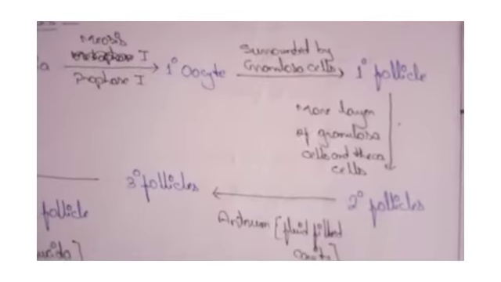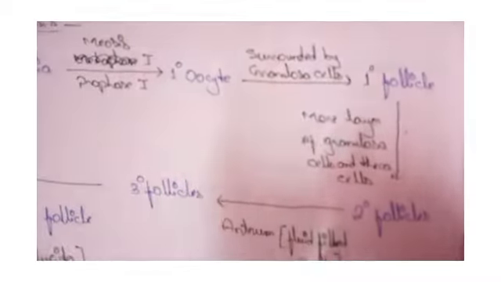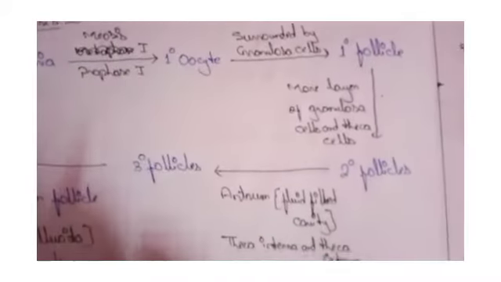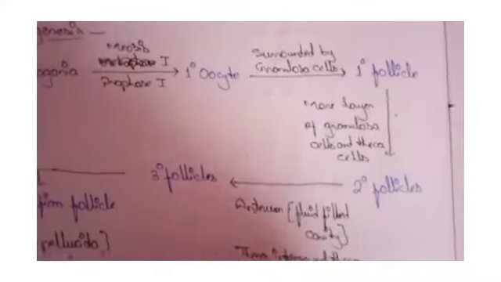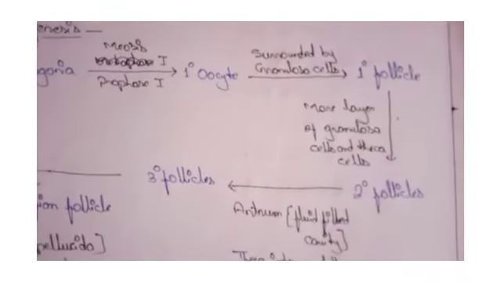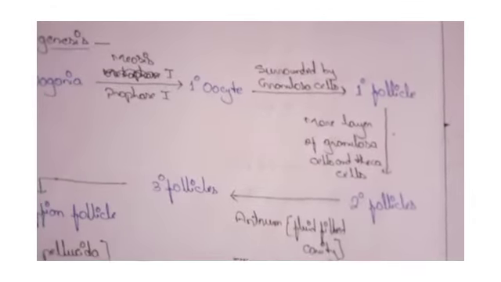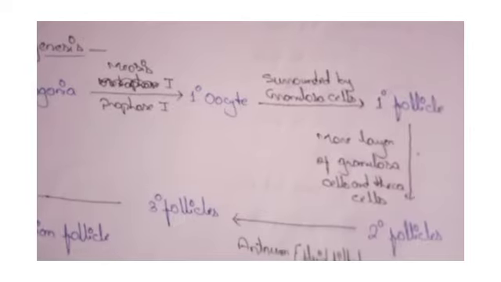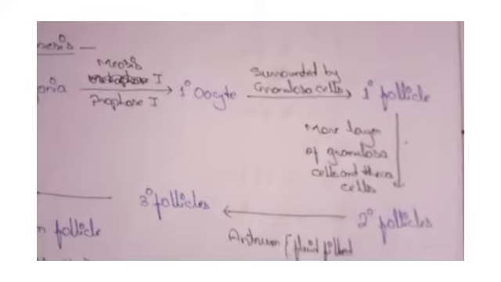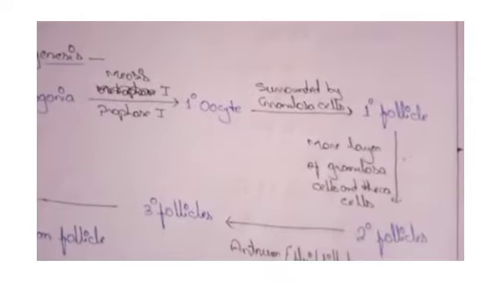Okay, then the secondary follicle forms a tertiary or third follicle with an antrum, meaning a fluid-filled cavity. Then it forms the Graafian follicle, with the zona pellucida surrounding the secondary oocyte. Graafian follicle is the biggest follicle in the ovary. Okay.